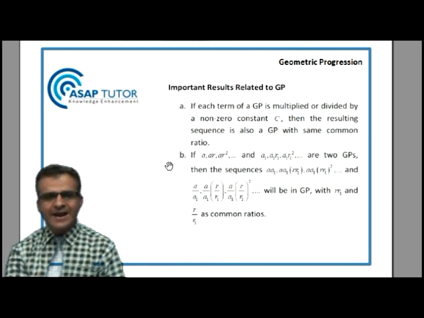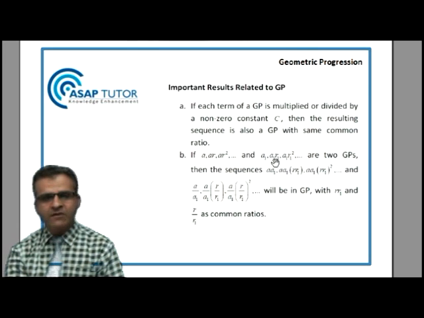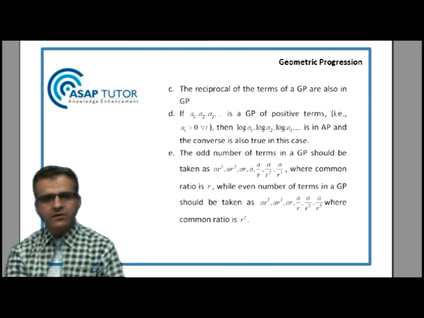Now some important results related to GP. If each term of the GP is multiplied or divided by a non-zero constant C, then the resultant sequence will also be in GP with the common ratio equal to R. Similarly, if we have two GPs, the first is A, AR, AR square, and the second one is A1, A1R1, and so on, then the sequences obtained by multiplying A with A1, then AR with A1R1, and so on, or by dividing, will always be in GP, where in the first case RR1 will be the common ratio, in the second case R divided by R1 will be the common ratio.